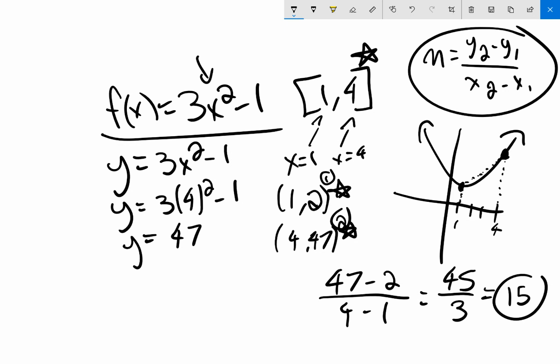So try to recreate that on numbers 1 and 2. Basically, it's the same exact problem, just with different numbers. So do try that on your own. Remember to show all your work. I'm going to go ahead. Let's get into inverse functions.